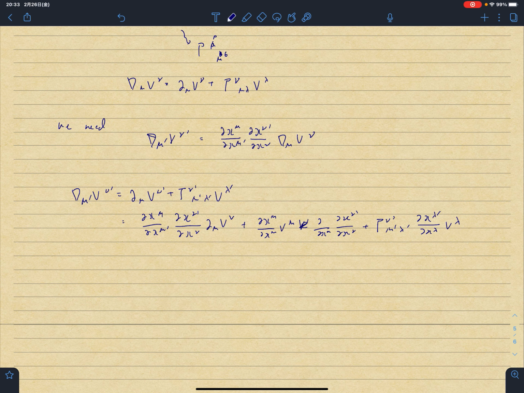And on the other side, we can also expand. Right-hand side, we can also expand. So this is the rule.